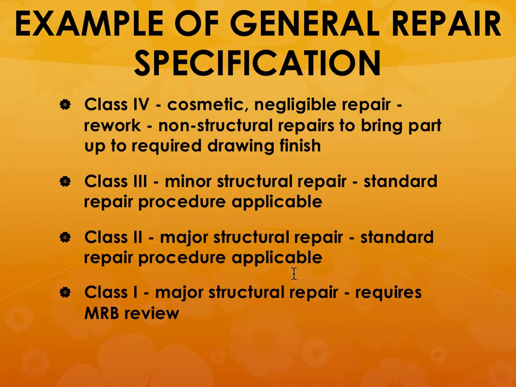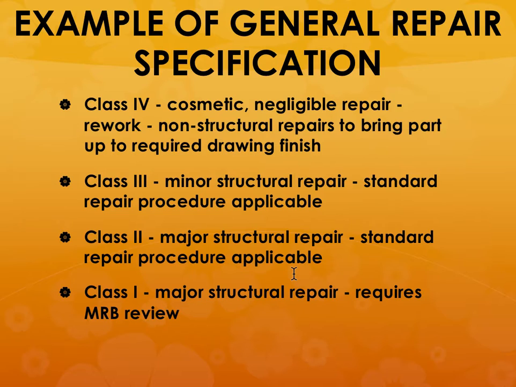So there are several examples. The standard one is cosmetic damage. It's very negligible repair, and if it is non-structural, then you just need to bring it back to the required finish of the component. Class 3 is minor structural repair, where you can have a standard repair procedure. Class 2 is major structural repair, but again the MRB may not need to get in place with that. And Class 1 is the most severe kind.